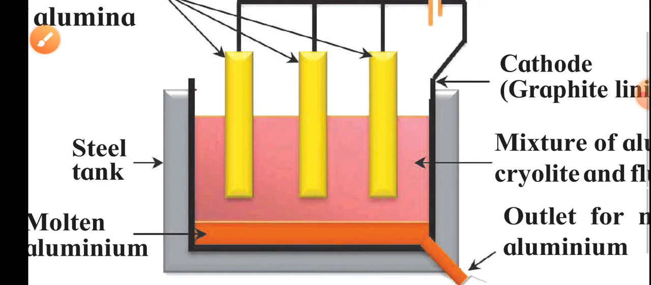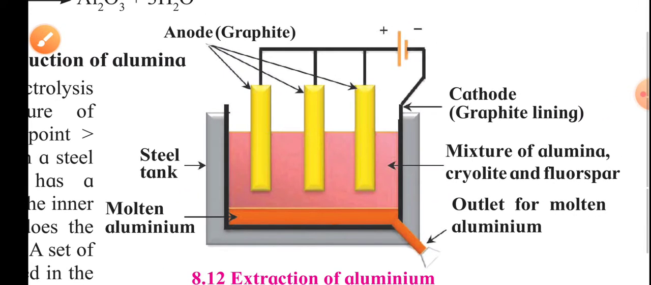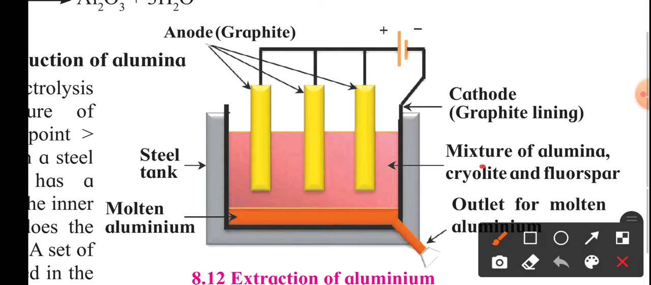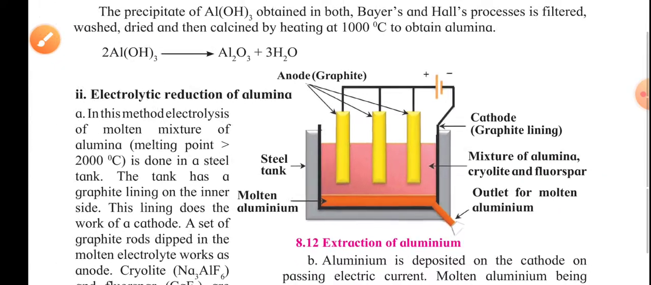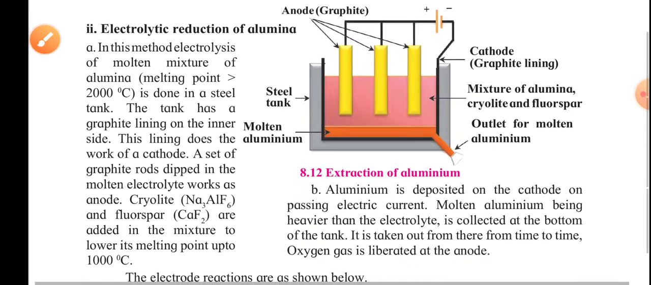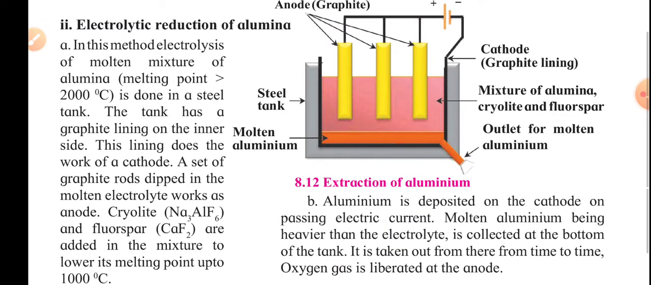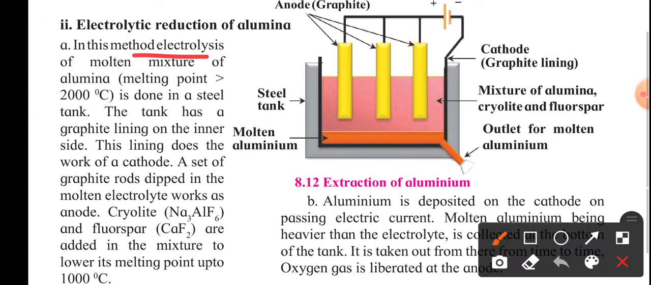And in this, the mixture of the alumina with the cryolite and the fluorspar is poured in this particular container, and the electricity is supplied. Electricity is supplied, then what happens? The electrolytic reduction of the alumina is taking place. So you can see here in this method the electrolysis of a molten mixture of alumina at 2000 degrees Celsius.